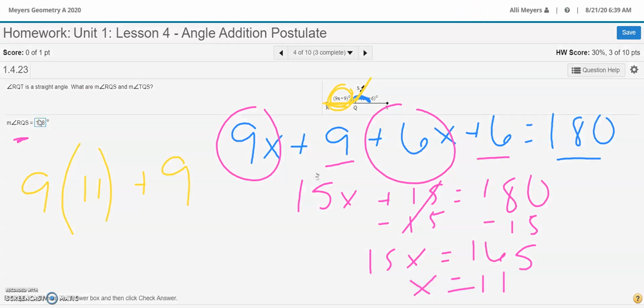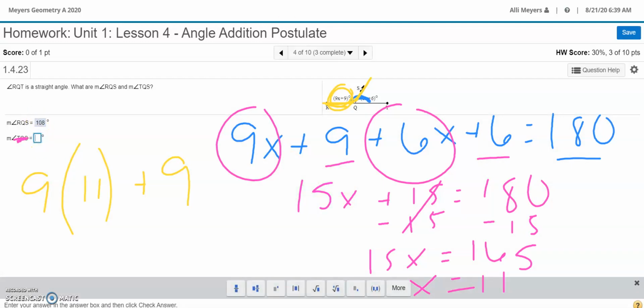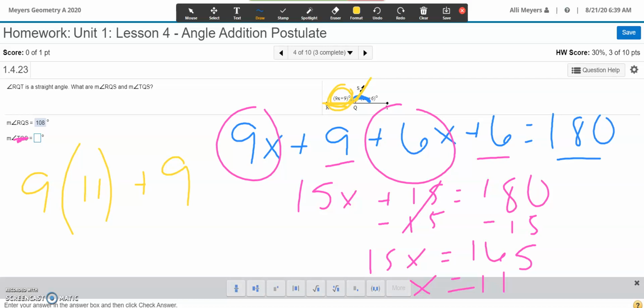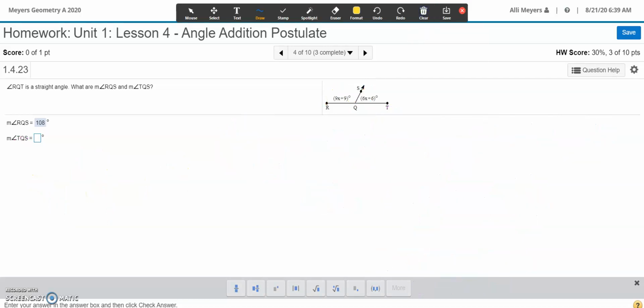I hope they only ask me that question. No, they asked me more. Okay, let me clear my drawings out. My x value is 11. I'm going to remember that.